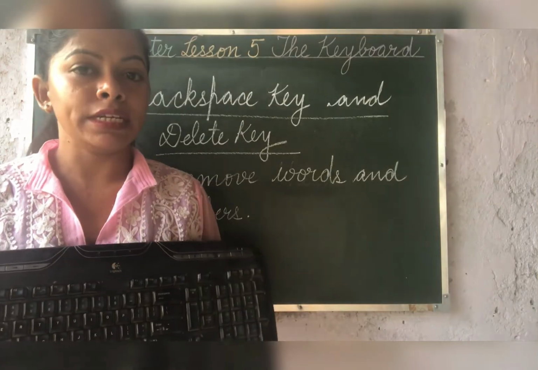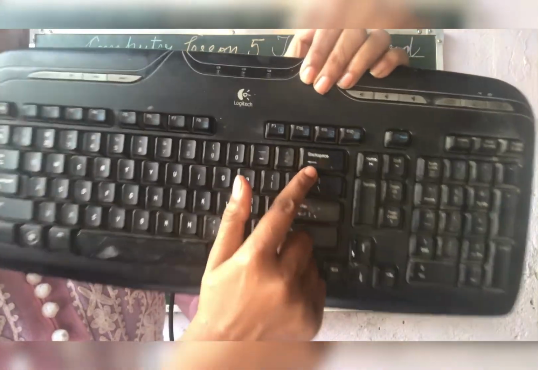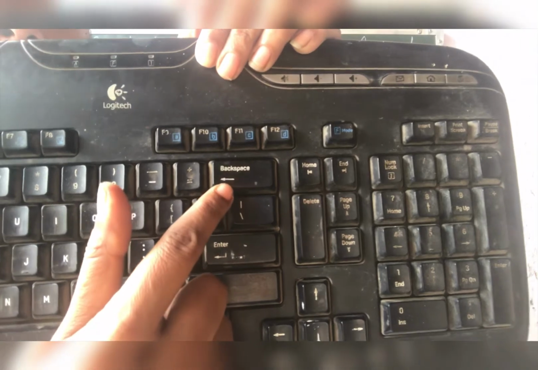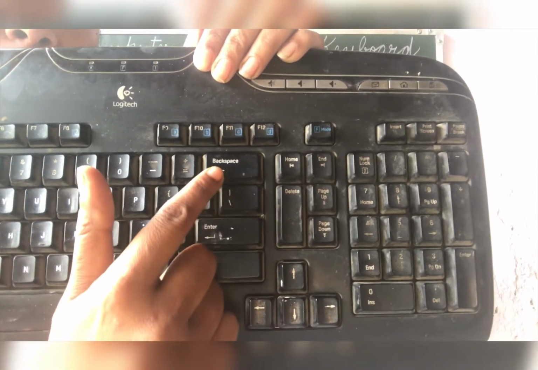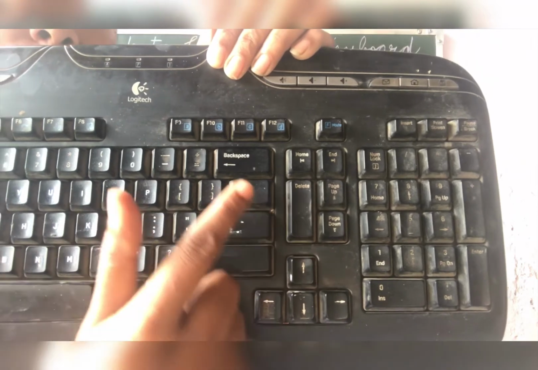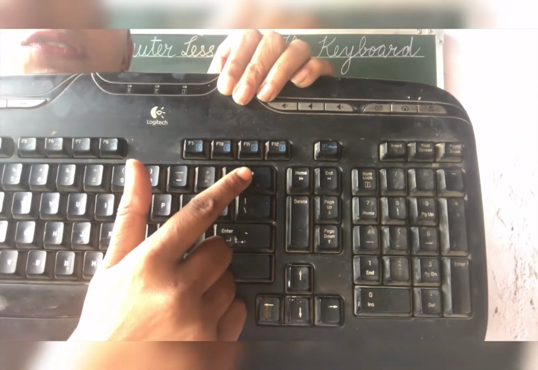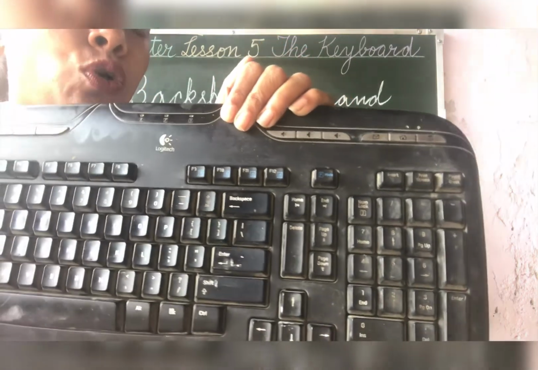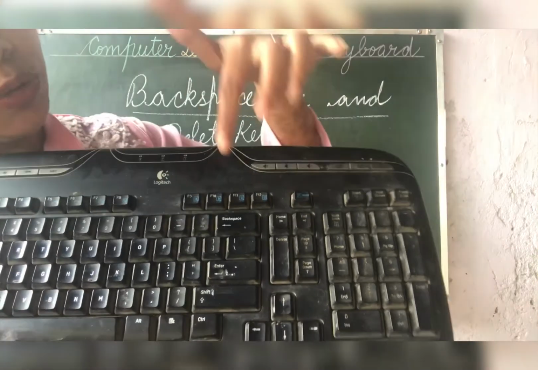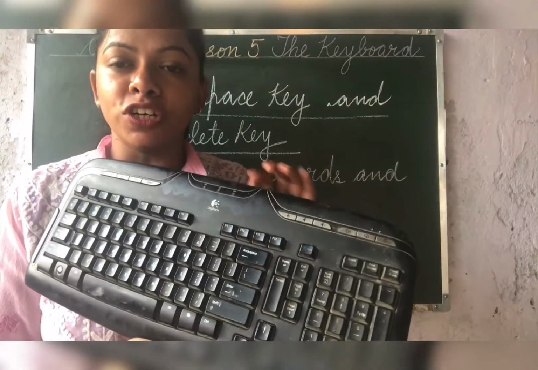Children, now let us study about backspace key. Just see the arrow of the backspace key and delete key. Let us study about backspace key and delete key. Now children, both the keys are used to delete or remove words and numbers. If you have made any mistake, just to correct that, you can use backspace key or delete key. Both the keys are used to remove words or numbers.